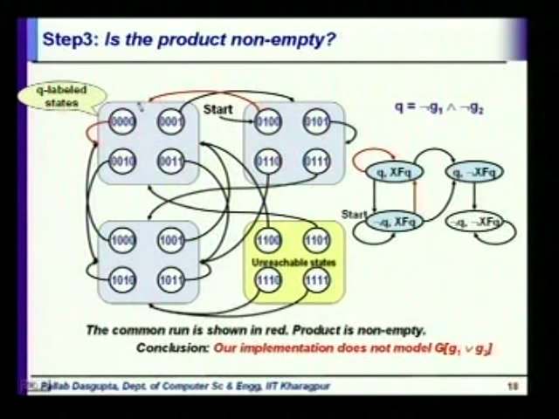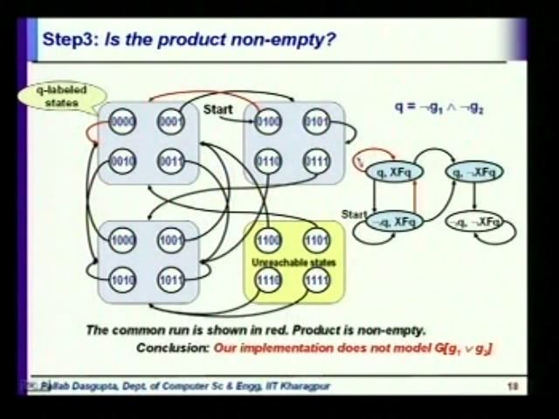So if you look at this run, you have a path in which you are reaching F q, and what is q? Not of g1 and not of g2.